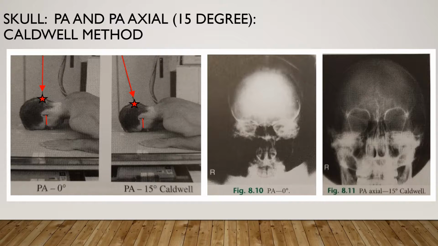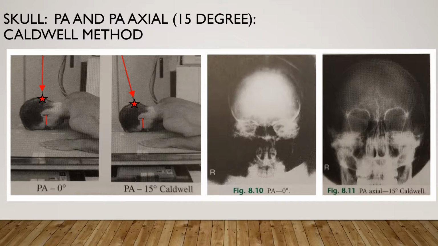And once I have them positioned, I'm going to make sure that the mid-sagittal plane is perpendicular to the midline of the image receptor. The orbital meatal line is perpendicular to the IR. Then I'm going to take my central ray. I'm going to make sure it's perpendicular to my IR, and I'm going to bring it up so that it's going to exit out the glabella.